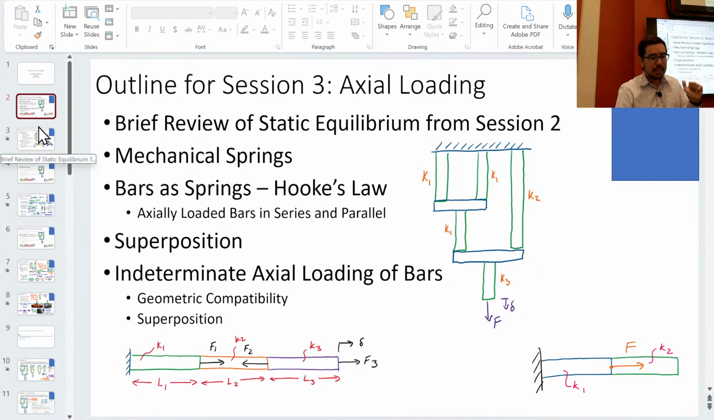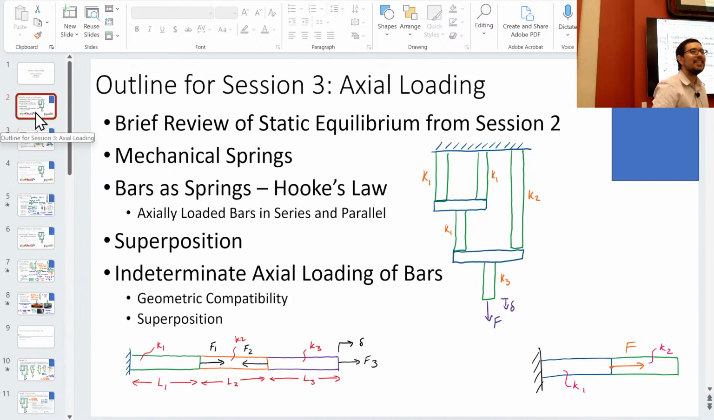So in this session, as you go through the problems and the material and the video, I hope we have an opportunity to think about bars. What are some systems that you can think of that have bars in them? Yes. Trusses, right? Two force members, right?